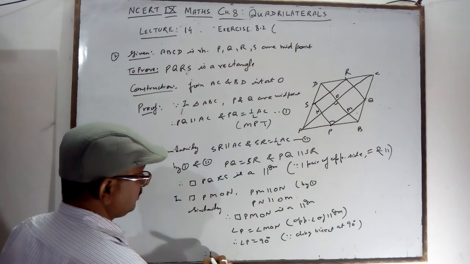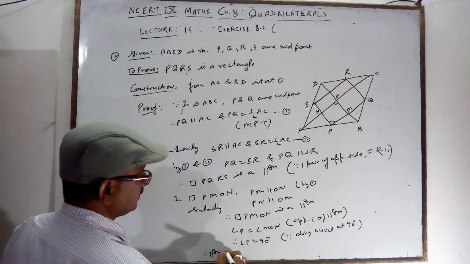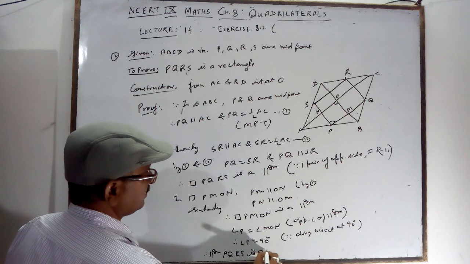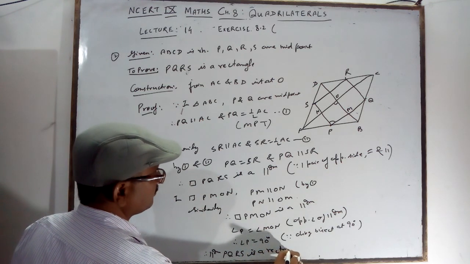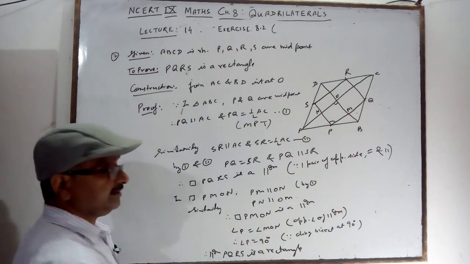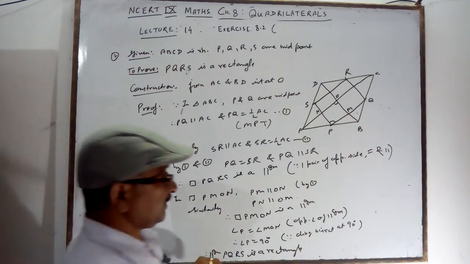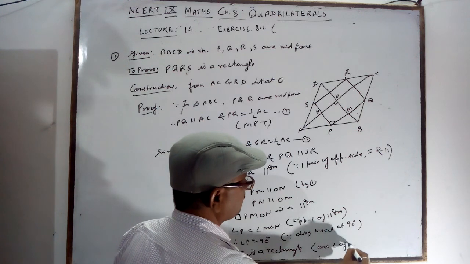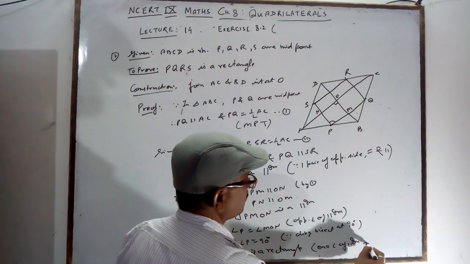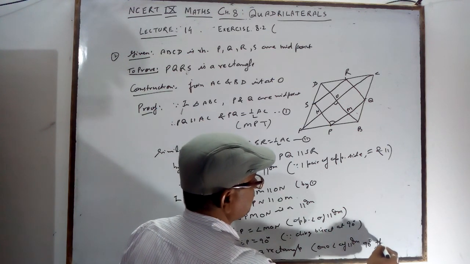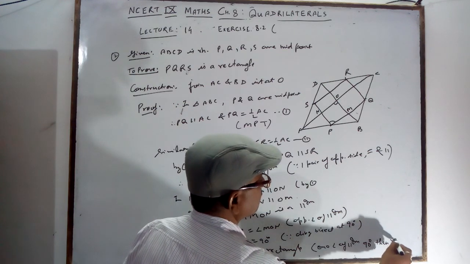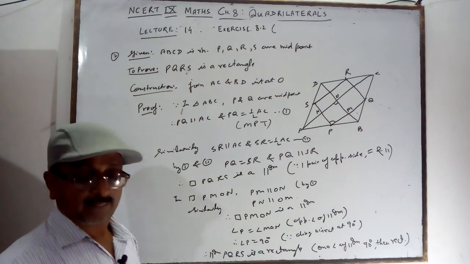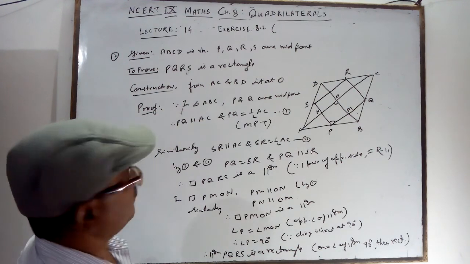So parallelogram PQRS is a rectangle. Why is it a rectangle? One angle of the parallelogram is 90 degrees. If one angle of a parallelogram is 90 degrees, then it is a rectangle. Hence proved. Question number 2 is over.